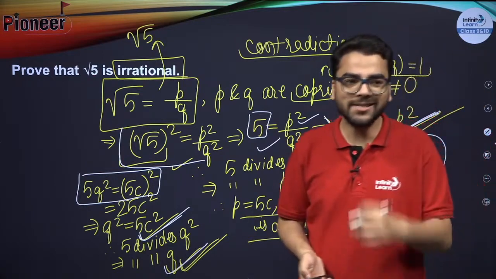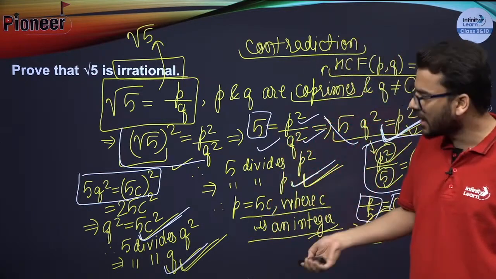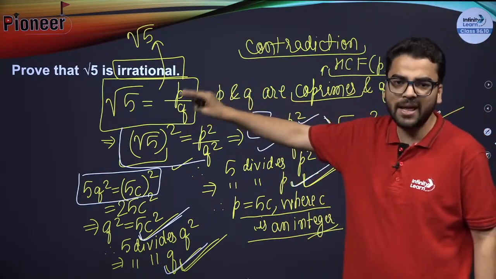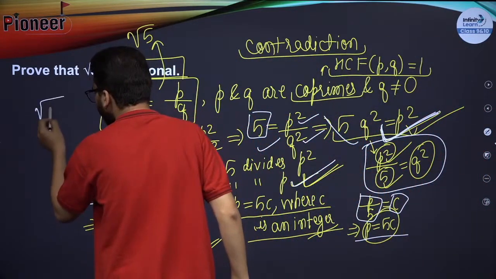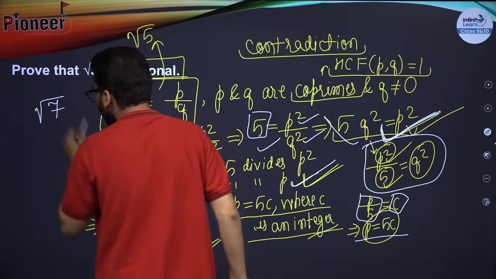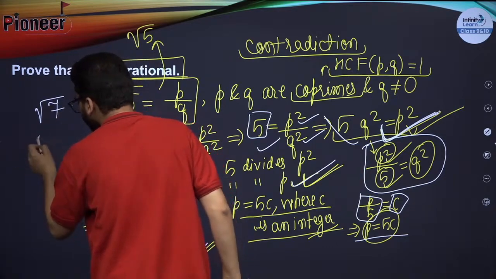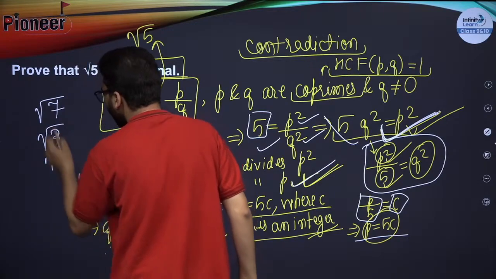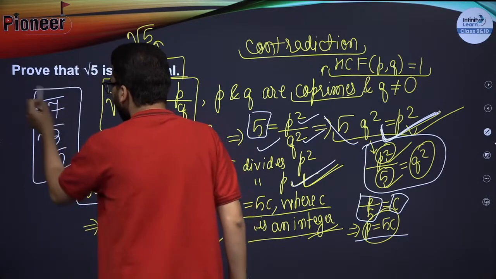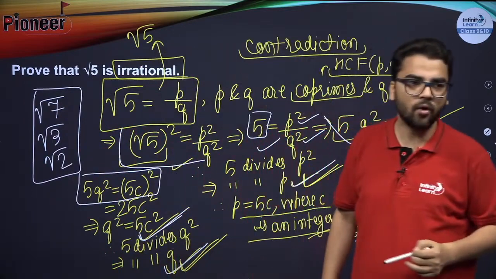Okay. Now what is the different type of question? The second type of question. Now in the same manner, any prime number can be taken. It can be asked to prove root 7 to be an irrational number, to prove root 3 to be an irrational number, to prove root 2 is an irrational number. You have to do the same thing in all of these questions. I hope it is clear.